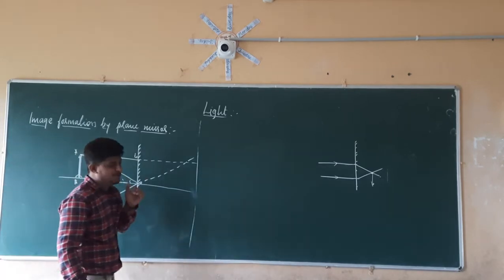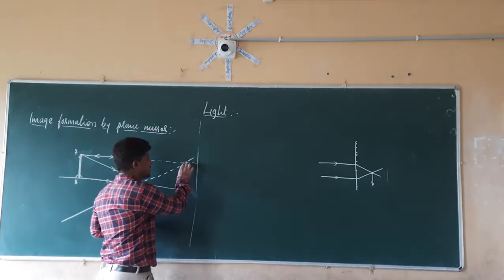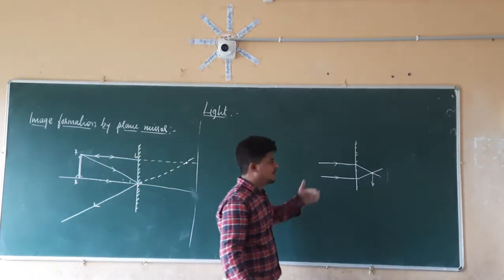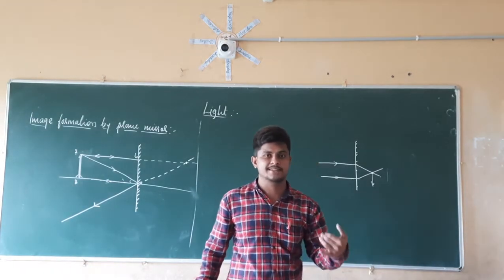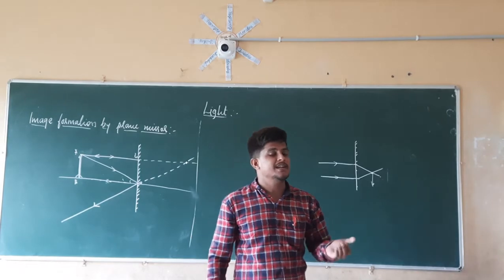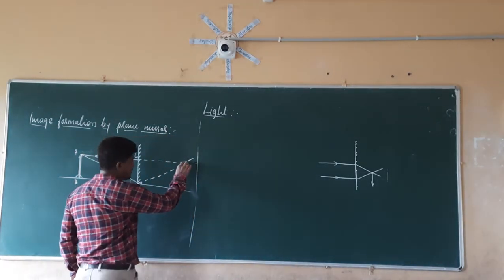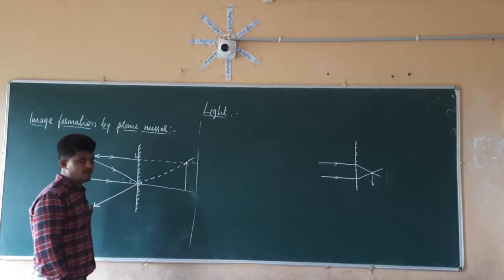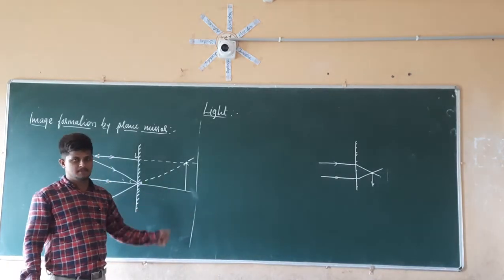So see here, both the light rays are converging now, intersecting here. If both the light rays are intersecting, we already know that two light rays should intersect at a point. If they are intersecting at a point, they are going to form an image. So here the image is going to form. Where is it forming? It is forming inside the mirror.